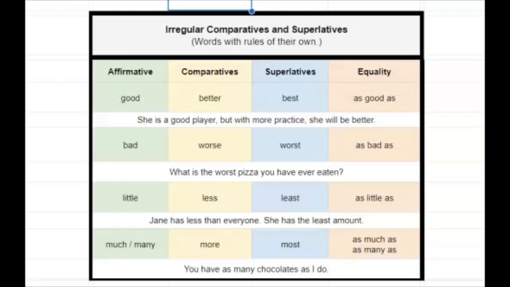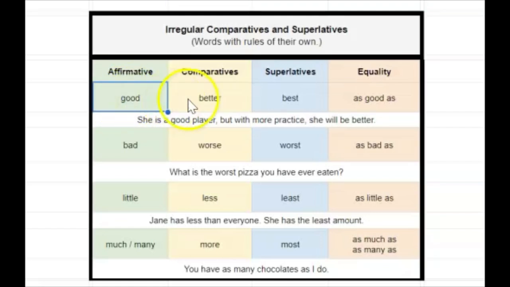And the last category of comparative and superlative adjectives is the irregular comparatives and superlatives. I call them the words with rules of their own. Maybe they're a little obstinate, they don't want to follow rules, right? But they're kind of fun. You have to memorize them.